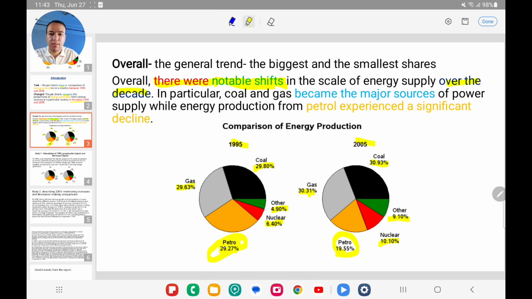So again, instead of writing 1995 and 2005, I just paraphrased it. In particular, we are highlighting coal and gas became the major source. Coal and gas became the major source of power supply. Petrol experienced a significant decline. So as you can see, I'm writing about increases and the main increases. So I'm highlighting one decrease here, which is petrol. So now let's move to body 1.